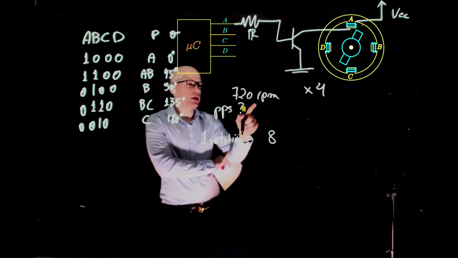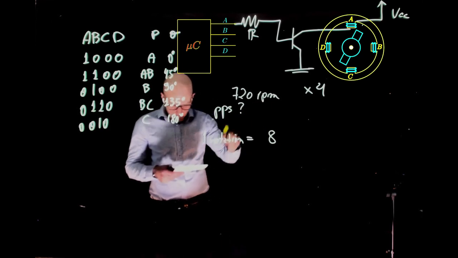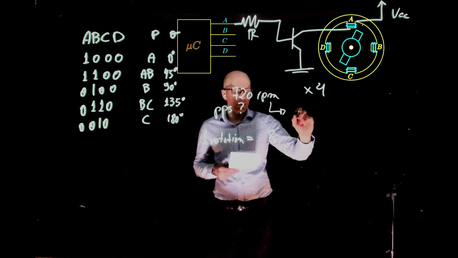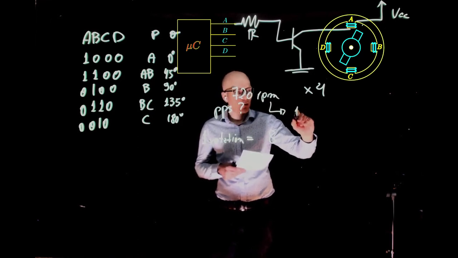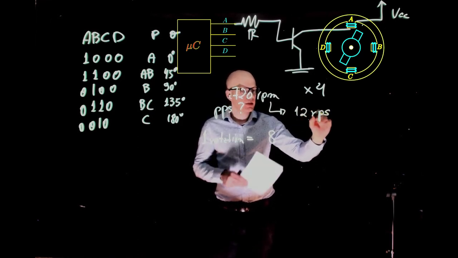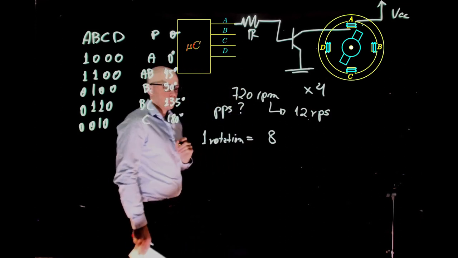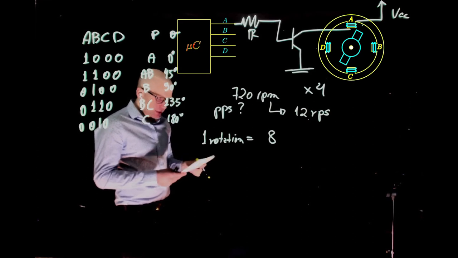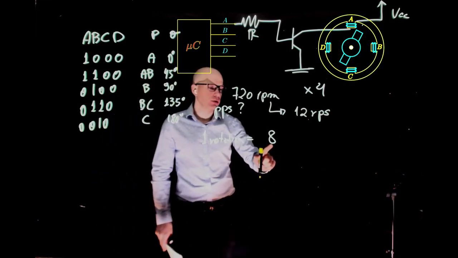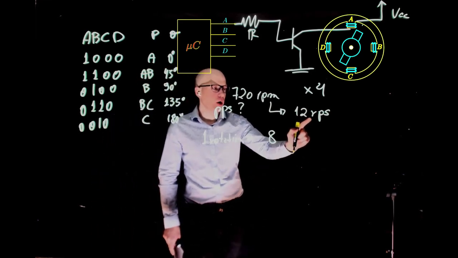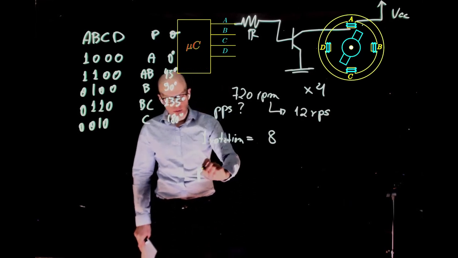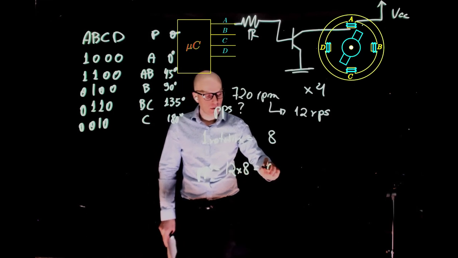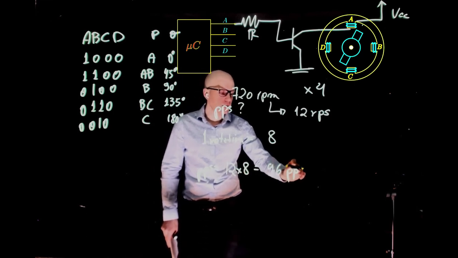If this is rotating at 720 RPM, well, this is divided by 60, this is 12 rotations per second. All right, so how many pulses do we have per second? If one rotation takes 8 and is rotating at 12 rotations per second, then the pulses per second is 12 times 8. 96 pulses per second.